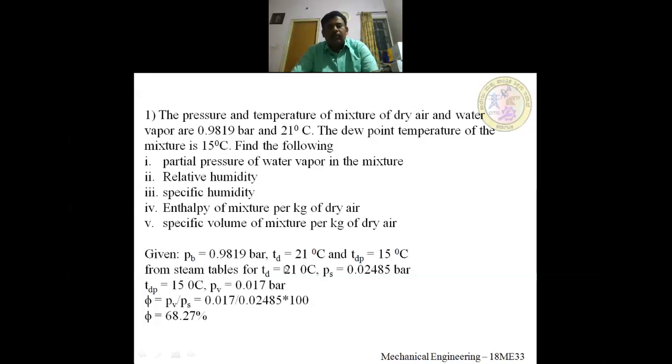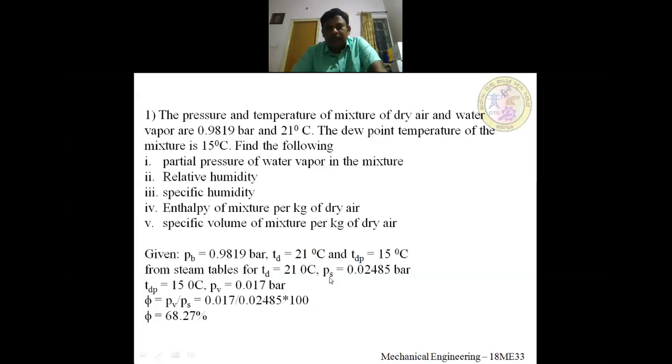Okay, now from steam tables, go to the steam tables at 21 degrees Celsius. What is the saturation pressure? That is what you have to find, PS. That will be 0.02485 bar. So you should remember here TD corresponds to PS.